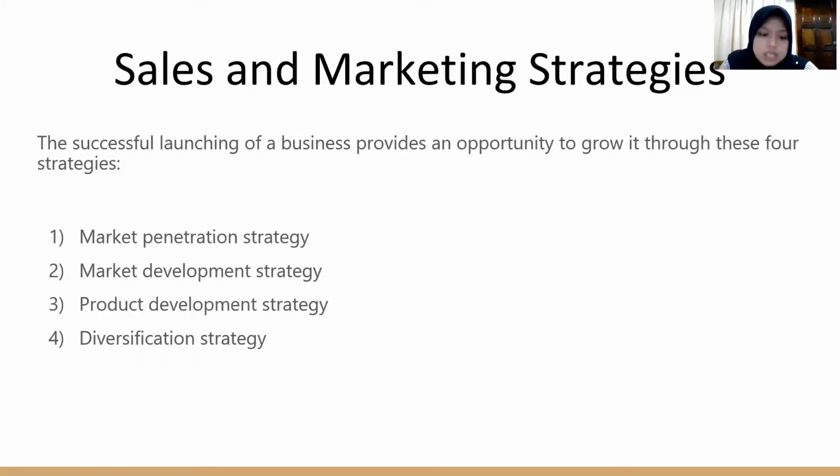So the last one is the diversification strategy, which is the most difficult strategy to be implemented by the company, where the company is basically making a new product, but the product is closely related to their old product. This way, the company can expand their market and also increase their sales revenue.